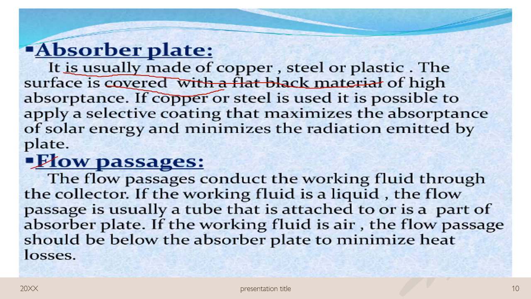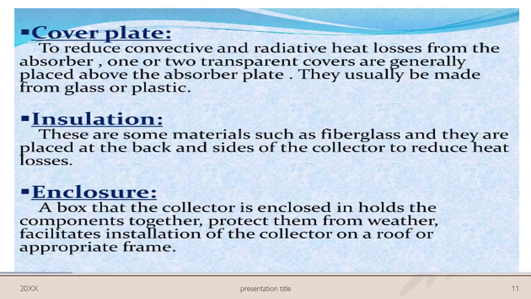Now, flow passages. The flow passages conduct the working fluid through the collector. If the working fluid is a liquid, the flow passage is usually a tube that is attached to or is a part of the absorber plate. Cover plate. To reduce the convective and radiative heat losses from the absorber, one or two transparent covers are generally placed above the absorber plate. They are usually made from glass or plastic.